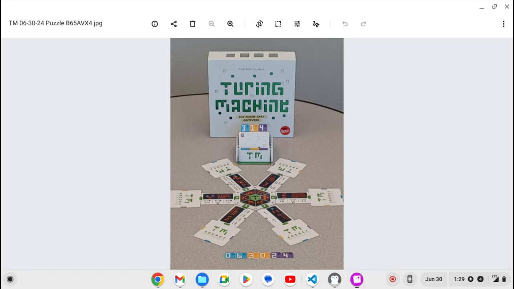Let's begin. Today's June 30th, 2024, and we're solving the Daily Turing Machine Puzzle. Today's puzzle uses 6 criteria cards and its 6 verification cards. Let's go to turingmachine.info for the details.